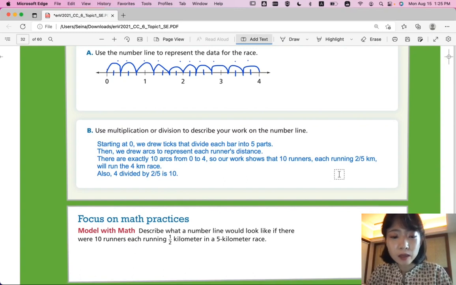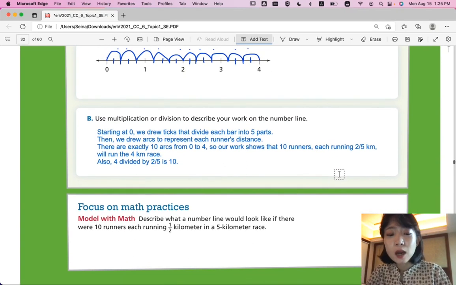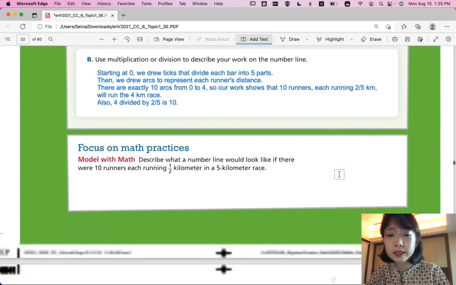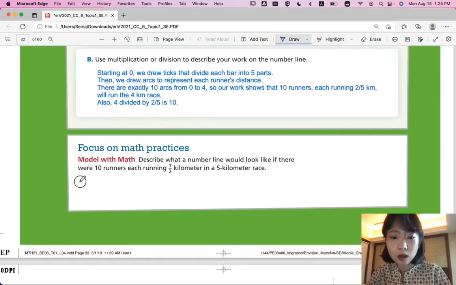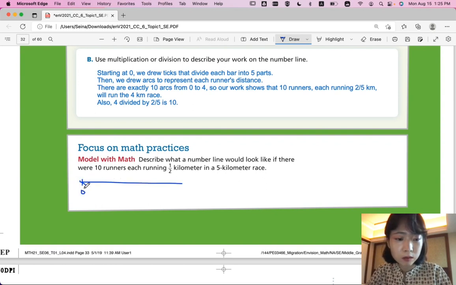Okay, let's look at focus on math practices. Model with math. Describe what a number line would look like if there were 10 runners, each running 1/2 kilometer in a 5-kilometer race. So we're going to do the same thing. We're going to draw 5 kilometers from 0, 1, 2, 3, 4, and 5. And each runner will run half.